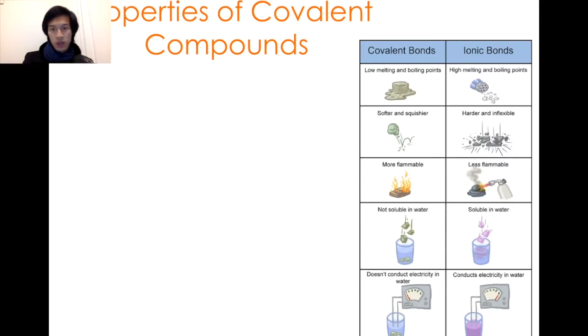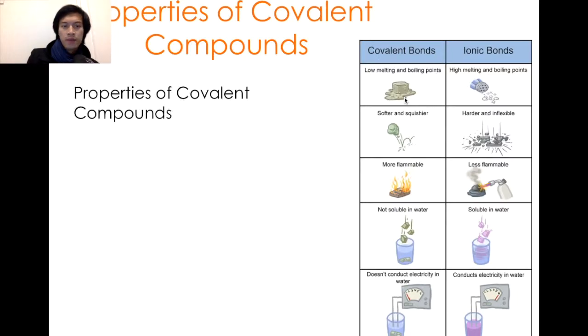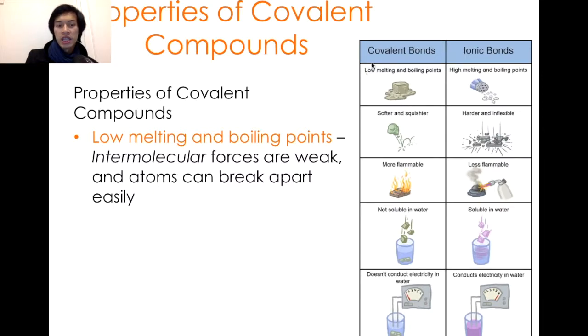The covalent bonds are slightly different once again. Okay, so covalent bonds tend to have a lower melting and boiling point, right? This is because the intermolecular forces are weak. What that means is because the electrons orbit around both atoms, it's not as strongly attracted to the protons in each atom, because it's spending half of its time in one atom and the other half of its time in the other atom.